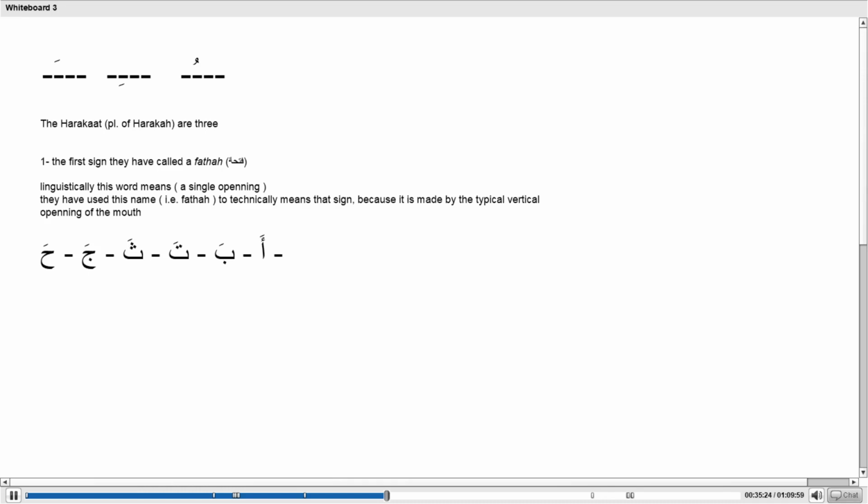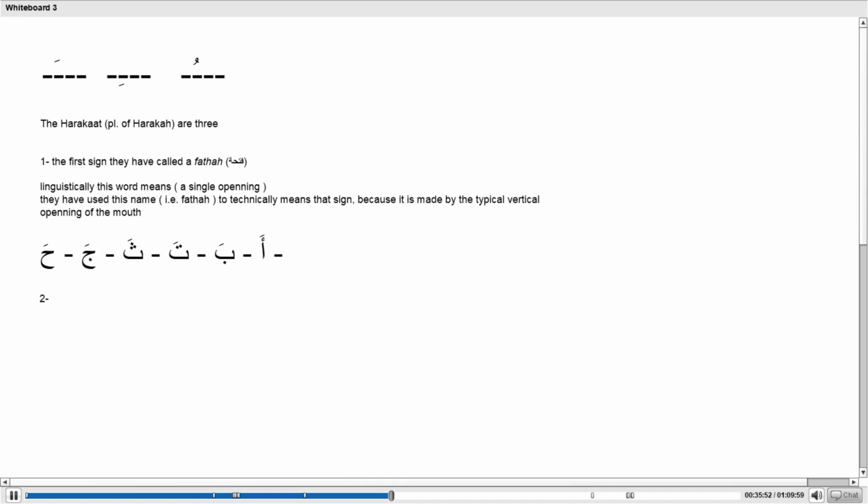That's the sound of this letter. Okay? So ha is this letter. Ha is another letter. Okay? You got the idea of the fatha? Okay, that's the fatha for you. And do you know why it's called the fatha now? Is it clear to you why it's called the fatha?